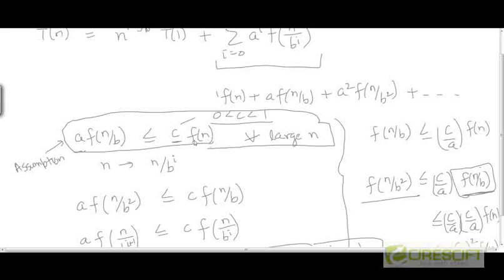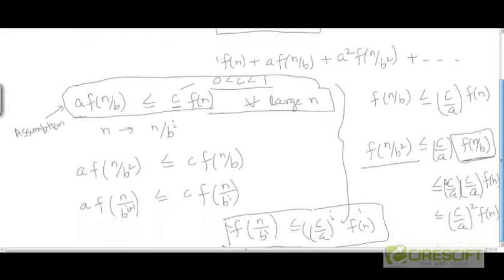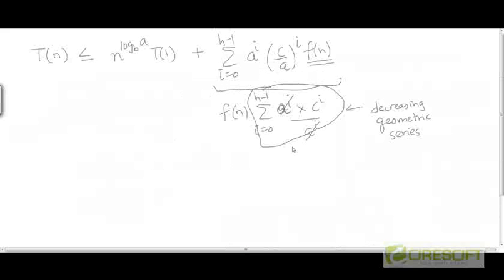By making this assumption, we get a geometrically decreasing progression as we look at successive terms. And by getting a geometrically decreasing progression, this series becomes a decreasing geometric series, which we can upper bound. Again, using the same strategy, we can extend the number of terms here to infinity.